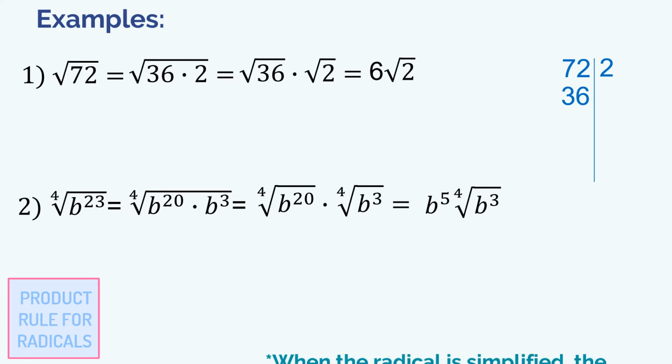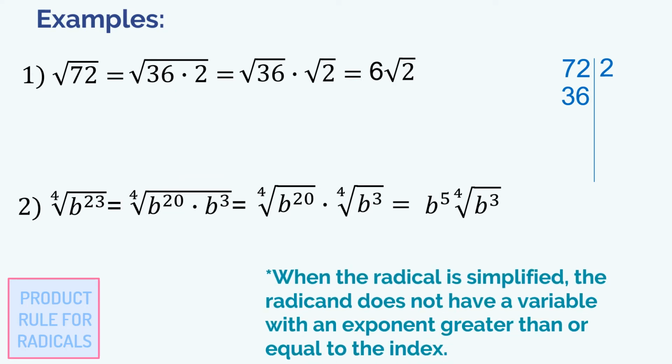And I want you to notice the following. When the radical is simplified, the radicand doesn't have a variable with an exponent greater than or equal to the index. So in the previous answer that we just found, notice that the fourth root of b to the third power follows this. The power in the radicand is 3, and this value is less than the index, which is 4. So I know that the expression with radicals is simplified when this happens.